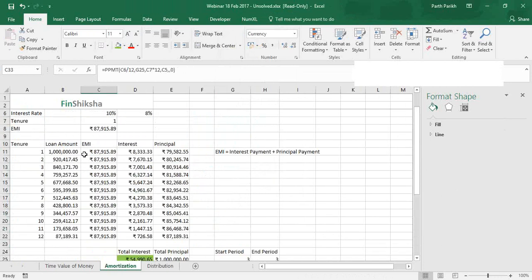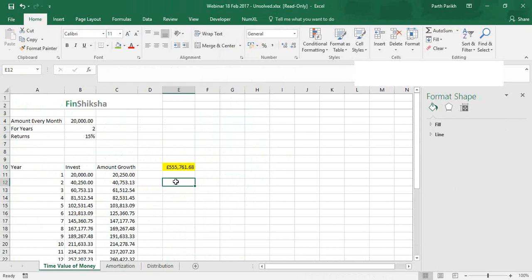Amortization schedule you can use for your loan purpose. Time value of money you can use anywhere for your investment purpose, or when you are taking up a project, when you're trying to calculate whether you want to take a project or not, when you're trying to calculate NPV or IRR. So that's where you can use it. Any more questions please before we close?